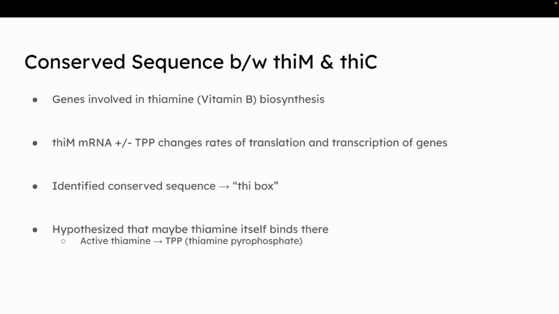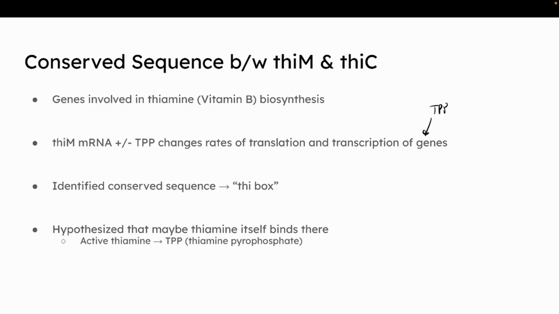And what scientists noticed was that when you add thiamine into cells that have the thiamine mRNA, which is what this Thi-M is, a gene encoding for thiamine, same with Thi-C, they saw changes in the rates of translation and also transcription of not just genes, but specifically thiamine genes. And TPP, by the way, is just a biologically active form of thiamine, also known as thiamine pyrophosphate.